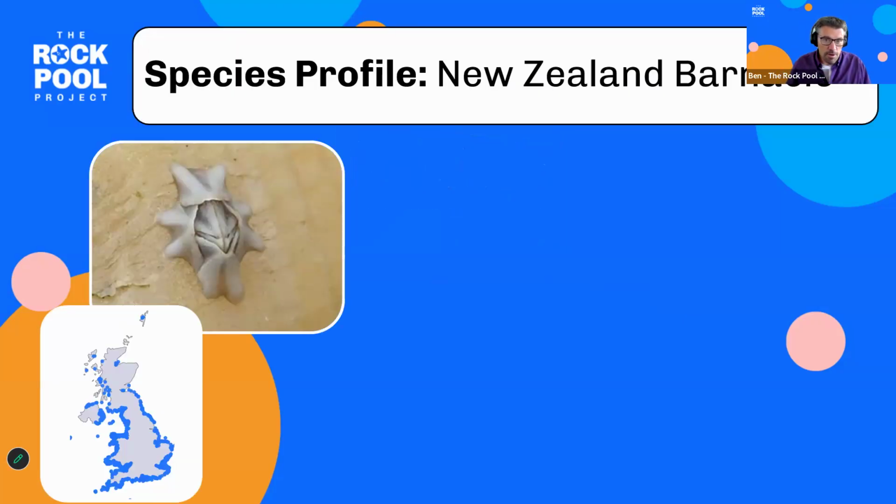All right, so let's start working through the species. First of all, we've got the most recorded species, and that is the New Zealand barnacle. I should mention at this stage that all of the common names that I'm using in this presentation are the same common names that are used for these species on iNaturalist, because we're asking you to use iNaturalist to make your records. I wanted this presentation to match up with what you'll see on iNaturalist.